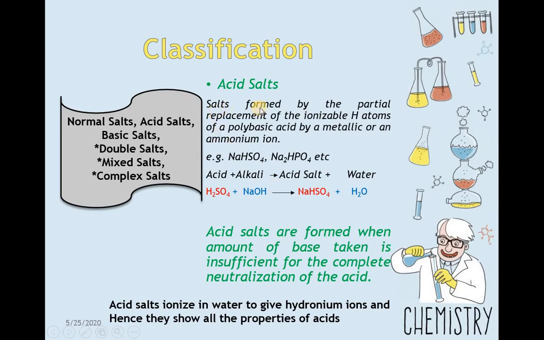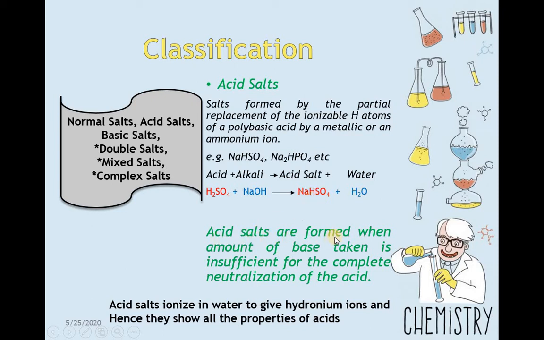Now, acid salts. Acid salts are formed by the partial replacement of the ionizable hydrogen atoms of a polybasic acid by a metallic or an ammonium ion. Examples: disodium hydrogen phosphate, sodium bisulfate or sodium hydrogen sulfate. Here you have a polybasic acid, sulfuric acid. This is a dibasic acid. It has two hydrogens which can be replaced. The alkali I have taken is sodium hydroxide. In the second slide we had already seen, in the definition of salt, two types of salt formation. Sodium replaces one hydrogen of the acid, giving you sodium hydrogen sulfate and water, or sodium bisulfate.